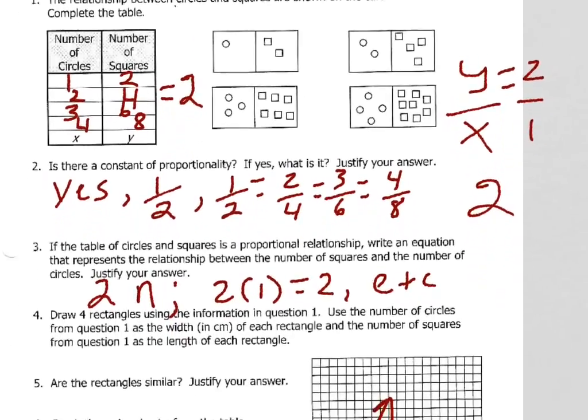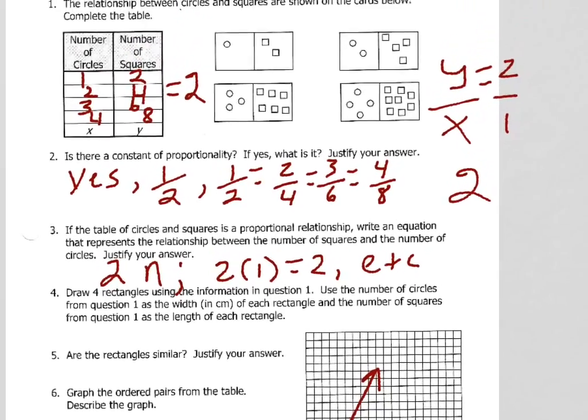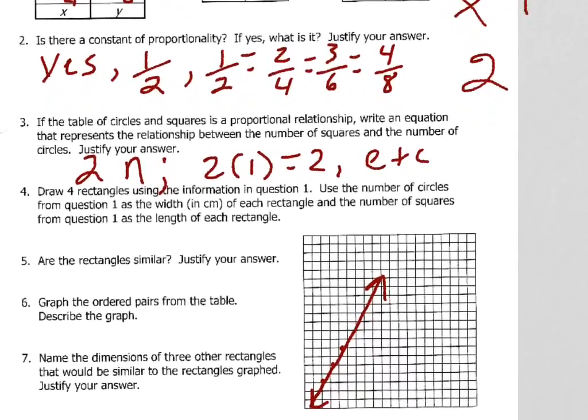So let's look at an equation. Going back down, I see 2 times n, because the constant here is 2. So my equation would be 2 times n. If I put 1 circle and multiply it times 2, I'm going to get 2. If I have 2 circles and replace it with the n, I'm going to get 4. 3 circles, 6. 4 circles, I'm going to get 8.